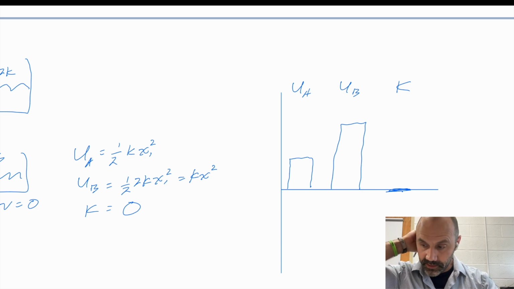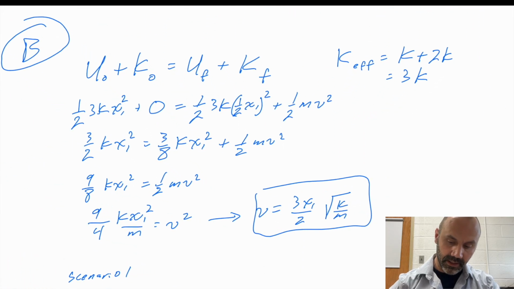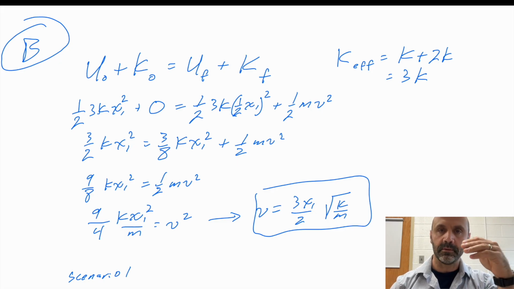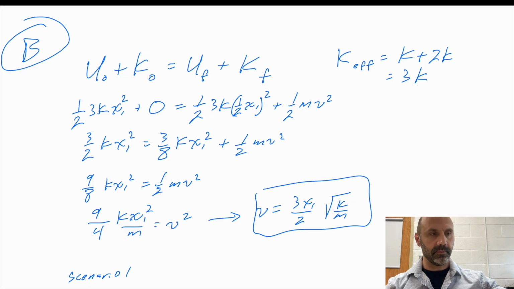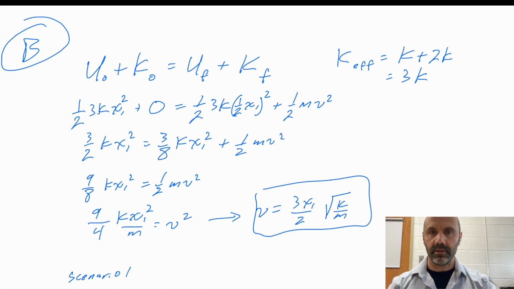Now it's released. Oh, and they want you to find an expression for the velocity when the block is at position x equals 1/2 of x1. Okay, so what we do is we set up the conservation of energy equation. The potential energy plus the kinetic energy plus the work in the beginning. But there's no work here, so we leave that out. That equals the total energy at the end, UF and KF. I found the effective spring constant here rather than finding the two potential energies separately. I just found one potential energy.